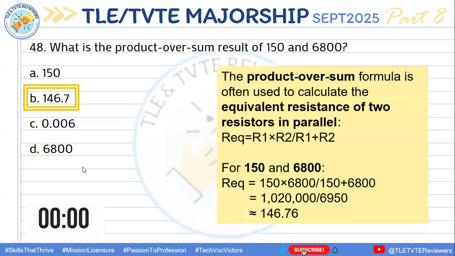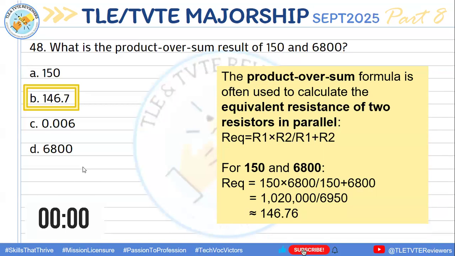Answer letter B, 146.7, because the product over sum formula is often used to calculate the equivalent resistance of two resistors in parallel. So this is the formula: R1 times R2 over R1 plus R2. For 150 and 6,800, that's 150 times 6,800 divided by 150 plus 6,800. So 150 times 6,800 is 1,020,000, and 150 plus 6,800 is 6,950.